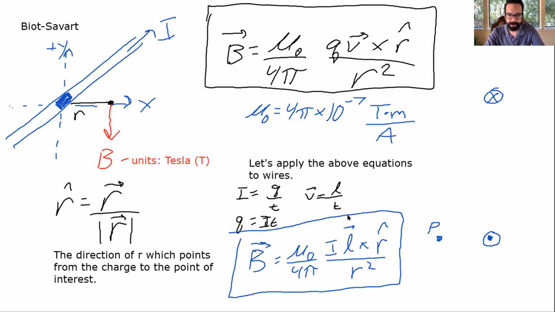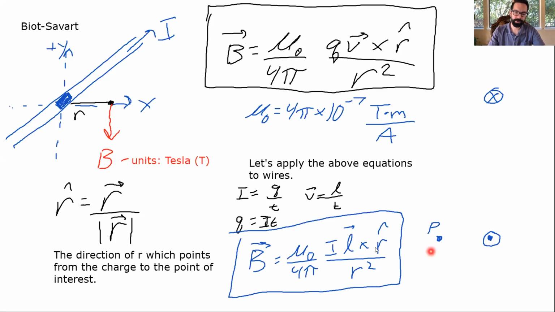So notice we have two vectors. We have L and we have R. These two vectors, which right now we just care about the directions. We'll talk about how to actually get a number for B later on. But right now I just care about the directions. L, remember, is the direction of current. And if we're talking about this example down here, current is coming out of the screen.